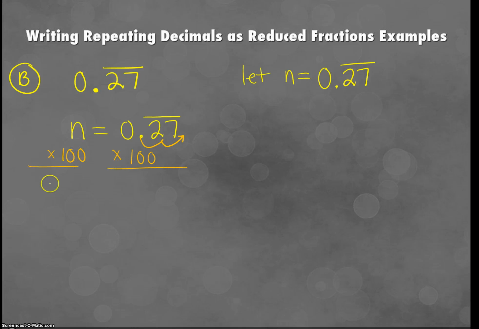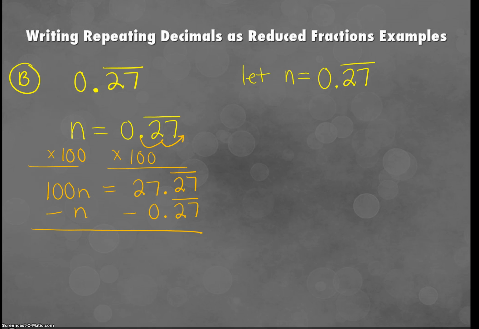So once you do that, you'll get 100n is equal to 27 point, but then that decimal keeps repeating forever, so I need to make sure I have that repeating decimal. Now do you remember the next step? I want to subtract 1n from both sides, but on the right side I'm going to use the number 0.27 forever.